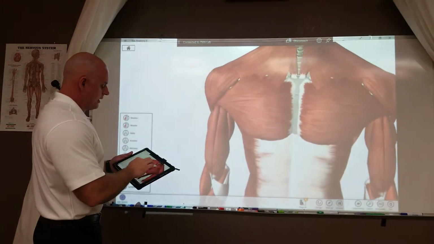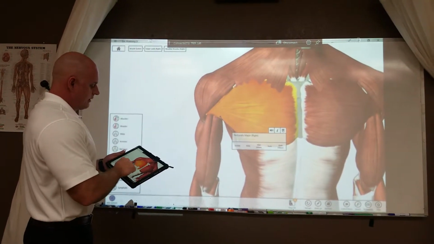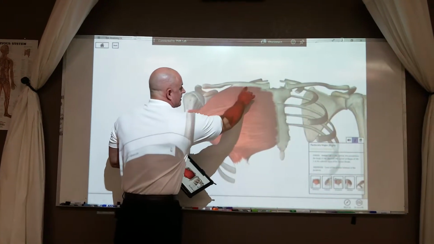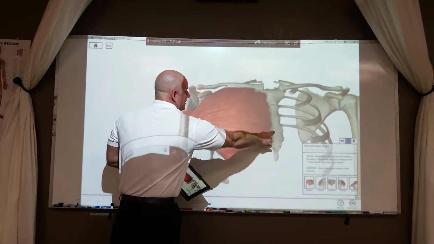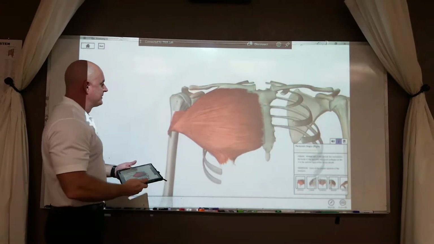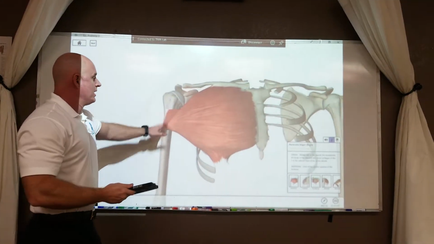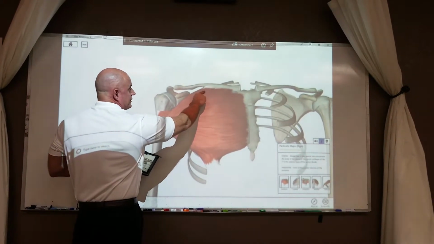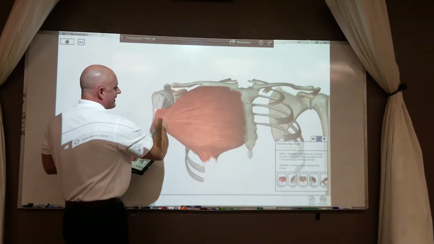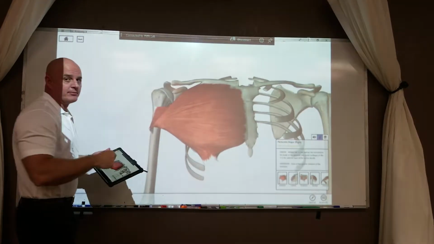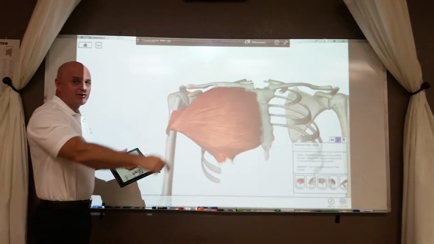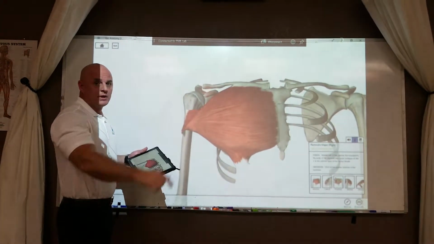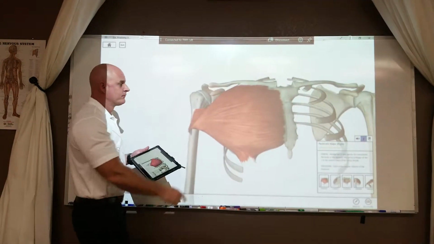How about our pec? So this is our pec major. See, all the fibers attach on the medial 1/3 of the clavicle, the sternum, and ribs 1 through 6, and attach down to the humerus. If we were to once again pinch or pull using our line of pull, what type of action would happen at the GH joint? It's going to do flexion for the upper fibers, flexion, and horizontal adduction.